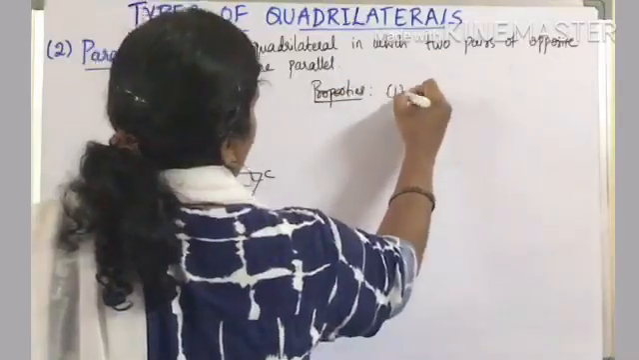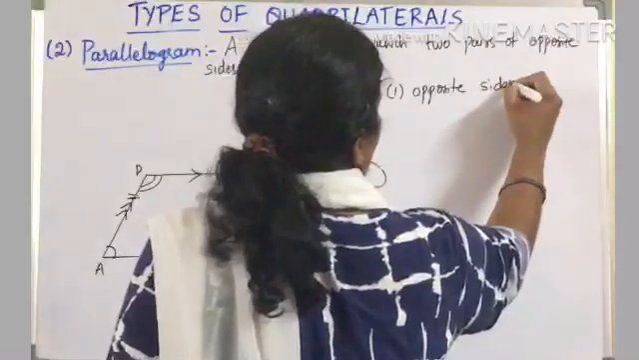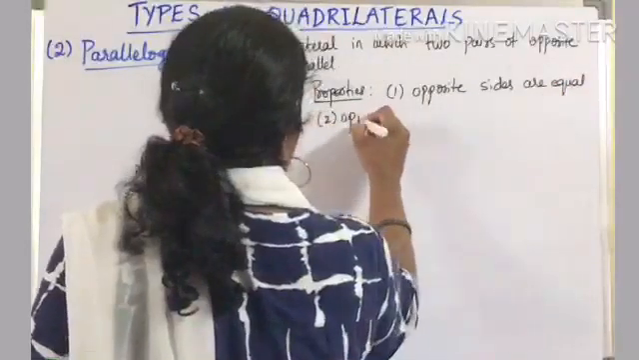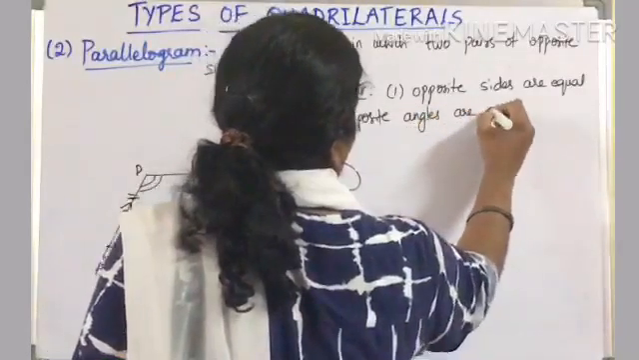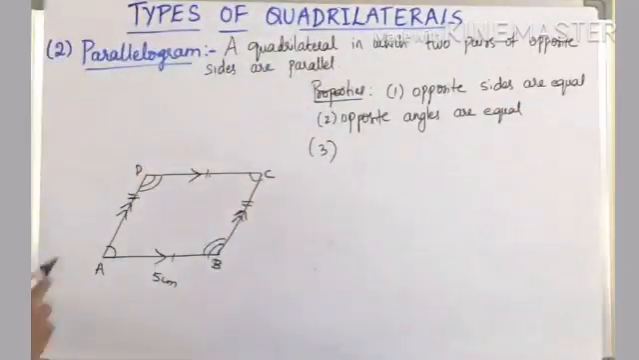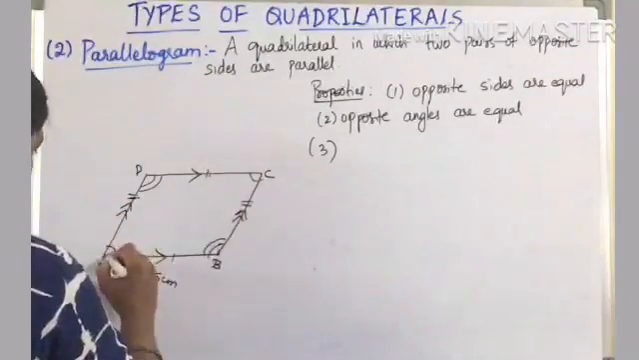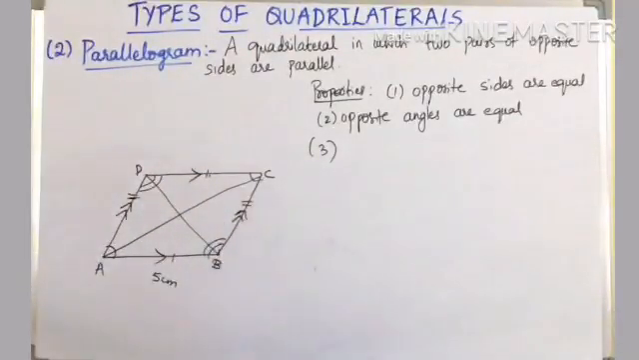Properties. First one, opposite sides are equal. Next property, opposite angles are equal. Third one, the diagonals of a parallelogram bisect each other. You know AC and BD are the diagonals. What do you mean by bisect, children? It divides equally. So the diagonals of a parallelogram bisect each other.